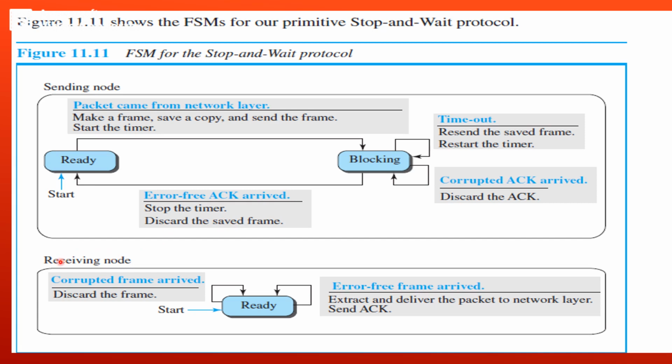Similarly, at the receiving node we have only one state, the ready state, with two events. If a corrupted frame arrives at the receiver node, we directly discard the frame. Suppose an error-free frame arrives, extract the packet from the frame, transmit that packet to the network layer, and send an acknowledgement to the sending node.